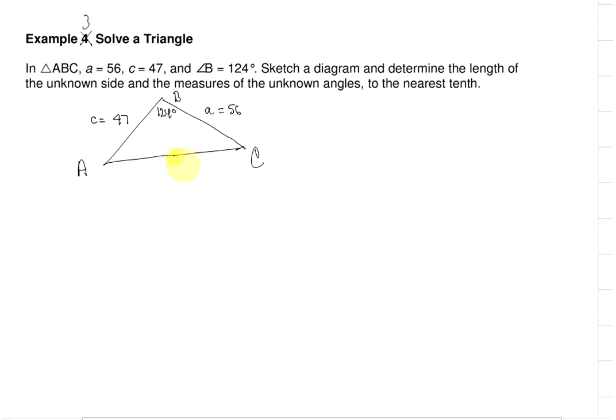Okay, and this is a side angle side, so you can use the cosine law. I'm going to start by looking for side b, because you don't really have enough information yet to find a missing angle. In order to find a missing angle you need to have all three sides of your triangle, and we don't have that. So let's start by looking for side b.